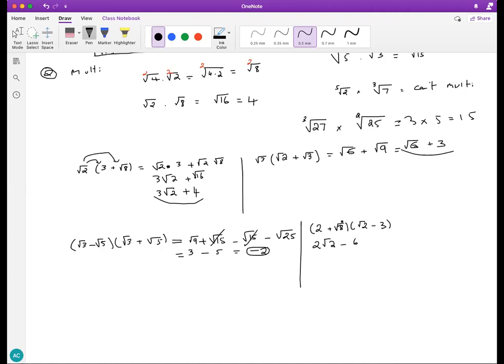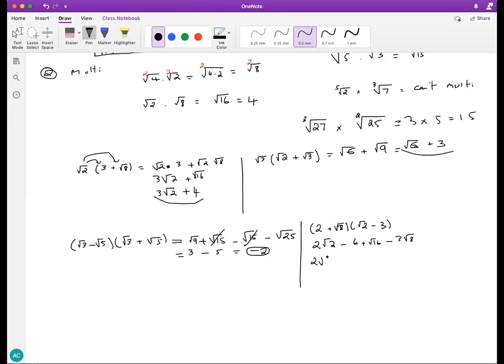What is radical 8 times radical 2? It will be radical 16, which will be 4 later. Now, a positive times a negative is negative. What is radical 8 times 3? 3 radical 8. Again, we don't multiply them because this one doesn't have a radical.